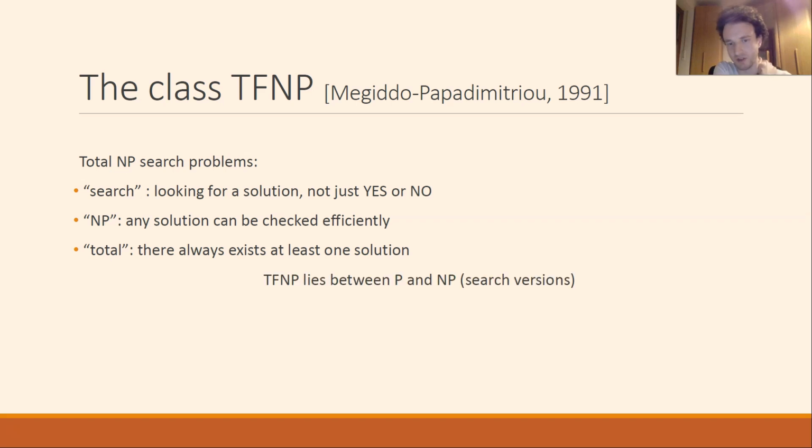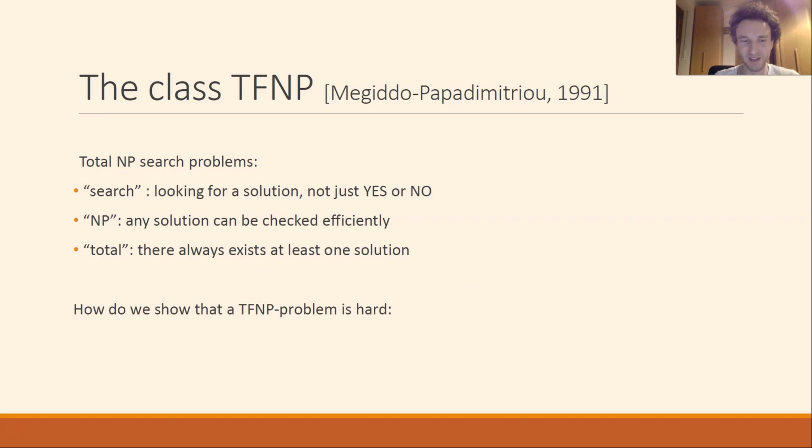TFNP is interesting because it contains all of these natural problems, but also because it lies between P and NP, or rather the search versions of these two classes. And so studying problems in this class is very interesting, even if you just care about P and NP.